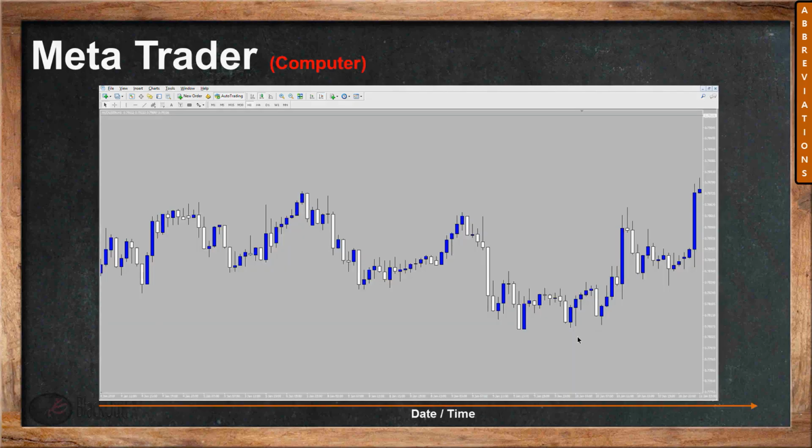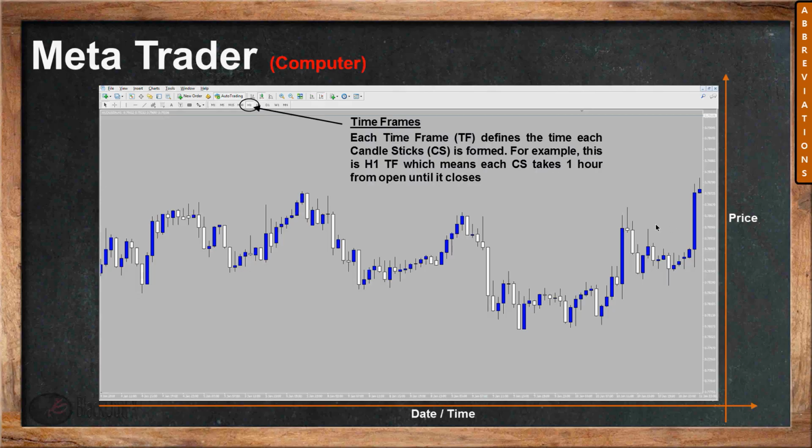Just a little bit of introduction to MT4 for those people who don't know. The most important thing on the MetaTrader is at the bottom here we have date and time, and on the right hand corner is the price. So we have an X and Y axis on the MetaTrader. This is very important for a trader. Over here on the top we have the time frame. For example, this is an H1 time frame.